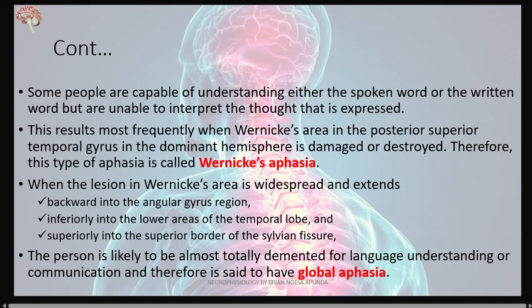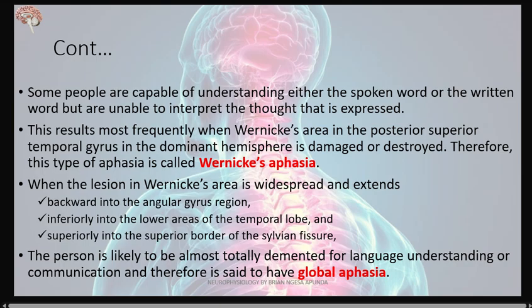Even though some people are capable of understanding either spoken or written word, they are unable to understand the thought that is expressed. That is what we are able to say. If you're having a competent auditory cortex and a competent visual cortex, you are able to grasp, but you are not able to interpret the meanings that are recorded in those words. So that is likely if you're having a problem with the Wernicke's.